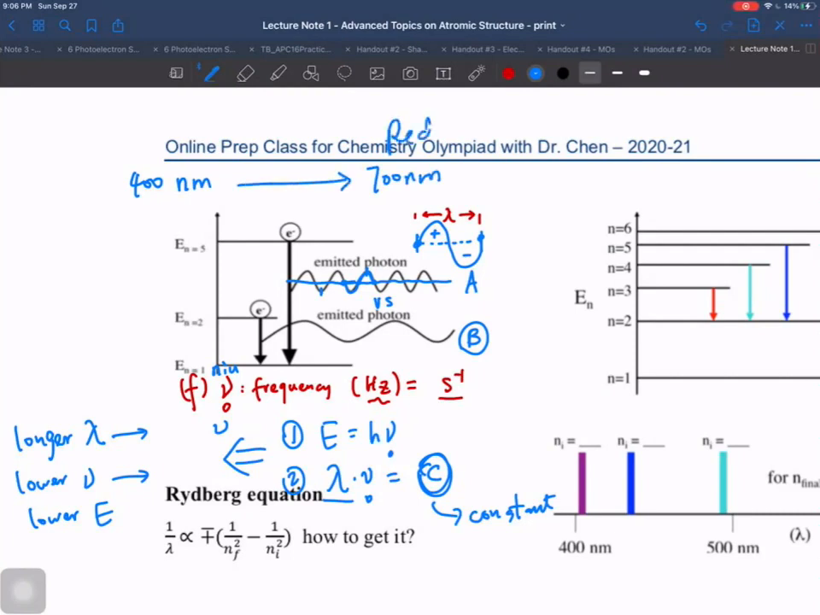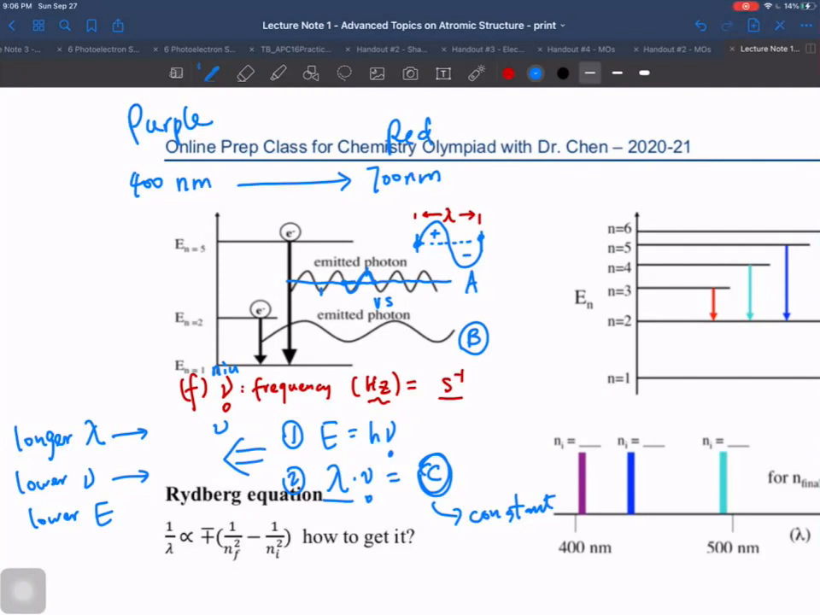This is red, this is purple. So now can you think about which color of light has a higher energy by using these two equations? My question is, which color of light has a higher energy? The red one or the purple one? Yeah, it must be the purple one, right? It has a shorter wavelength, which means it has a higher frequency, which means it has a higher energy.